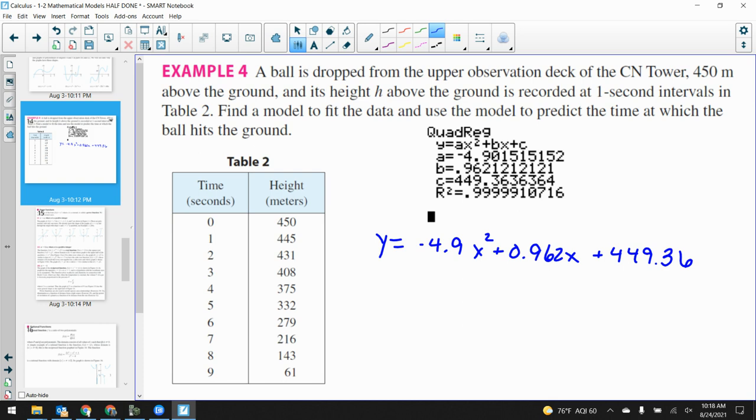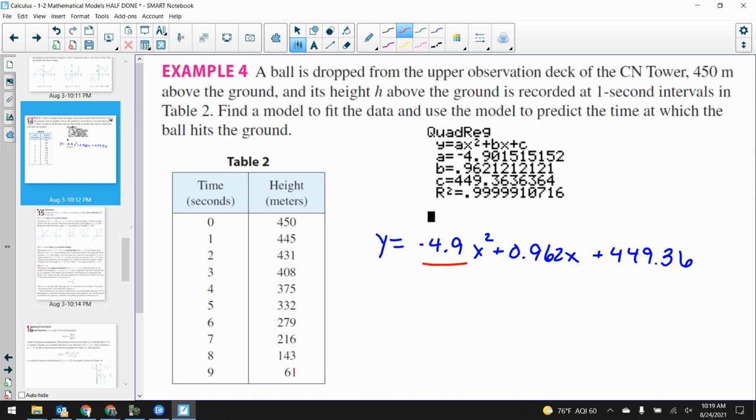This is really interesting here. You guys know this value, negative 4.9? Isn't that half of the acceleration due to gravity, negative 9.8 meters per second squared? But that's half of that 9.8. So that's an important number there. But this is just what.